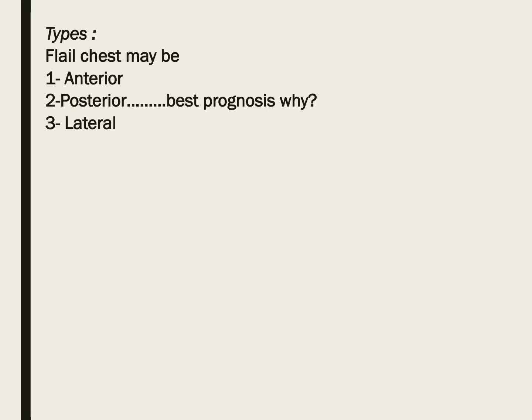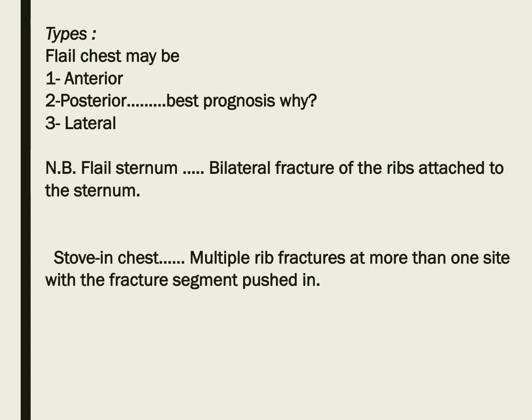So the flail chest could be either anterior, posterior, or lateral. With the posterior, it could be covered by the scapula, so it might not be that severe. The flail sternum is bilateral fractures of the ribs attached to the sternum. The stove-in chest, unlike the flail chest, is a fixed segment, and this is pushed inside.